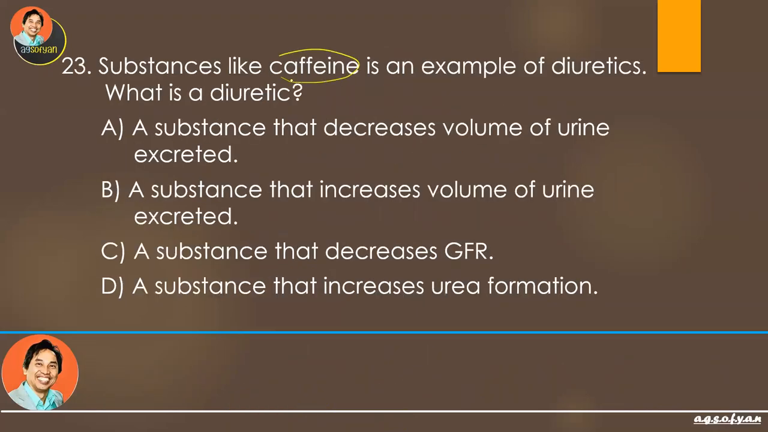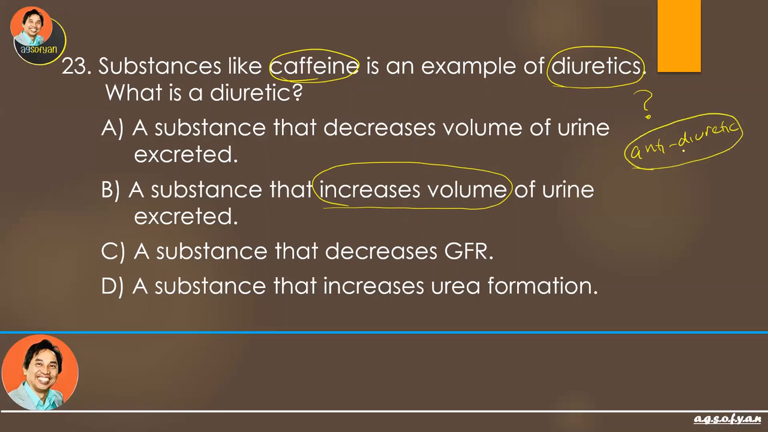Substances like caffeine, right? Caffeine is an example of a diuretic. Now, what is the meaning of diuretics? A, B, C, or D? Usually if you drink caffeine, you will increase urination, so increase the frequency of urination, and the volume of urine excreted. That's what diuretic means. The opposite of diuretic is anti-diuretic. This will cause our urine volume to decrease. So the answer for this question is that a diuretic is a substance that increases the volume of urine.